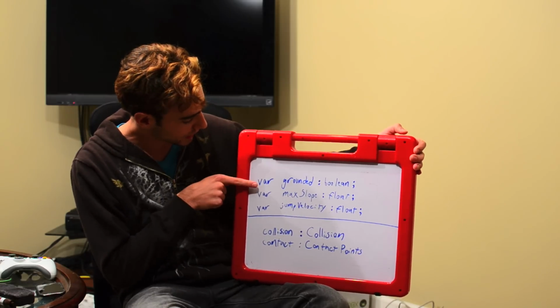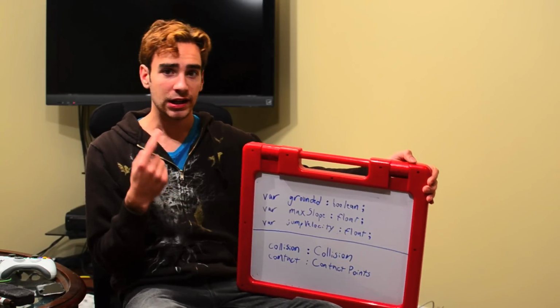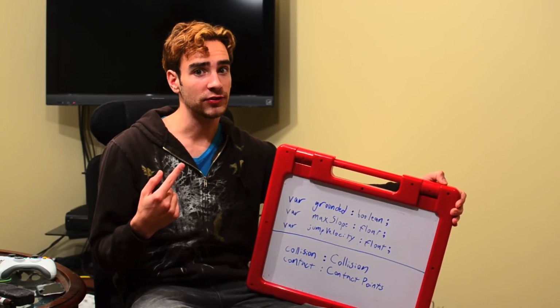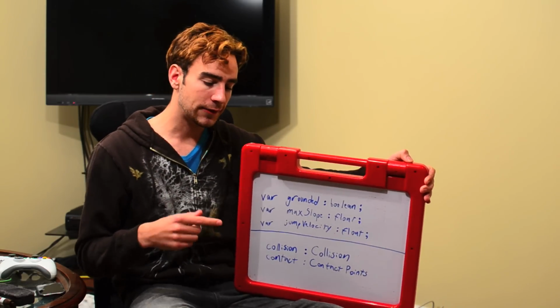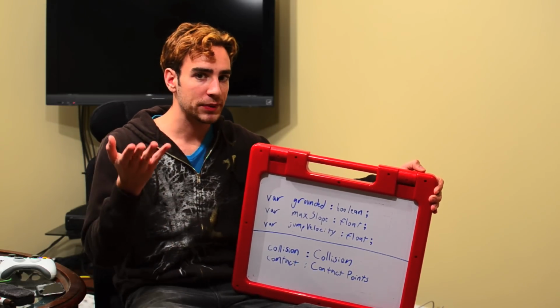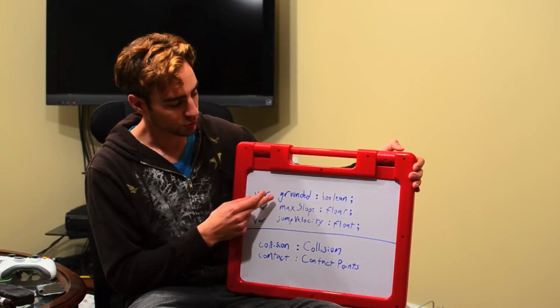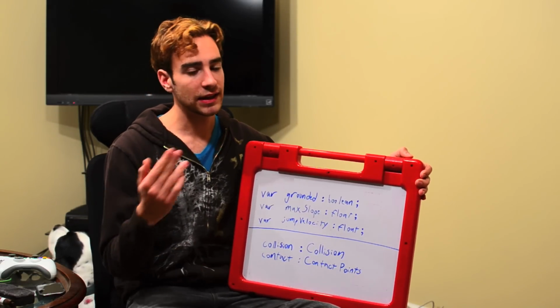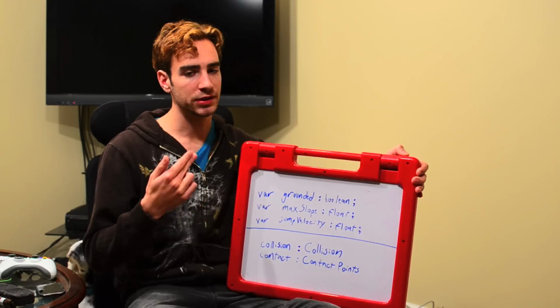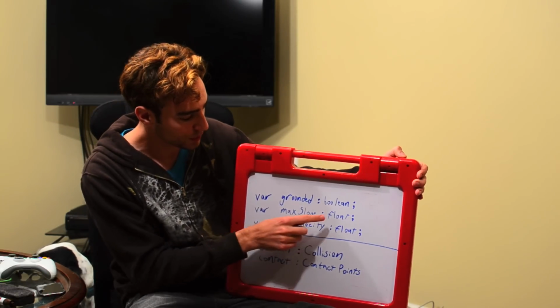So the first one is grounded, and that's going to be a boolean. A boolean is a true or false variable. That means if our feet are touching the ground, grounded is going to be true. If we're up in the air or falling in the air and basically our feet aren't touching the ground, grounded is going to be false. And that's the variable that we're going to use to keep track of whether or not our feet are touching the ground.